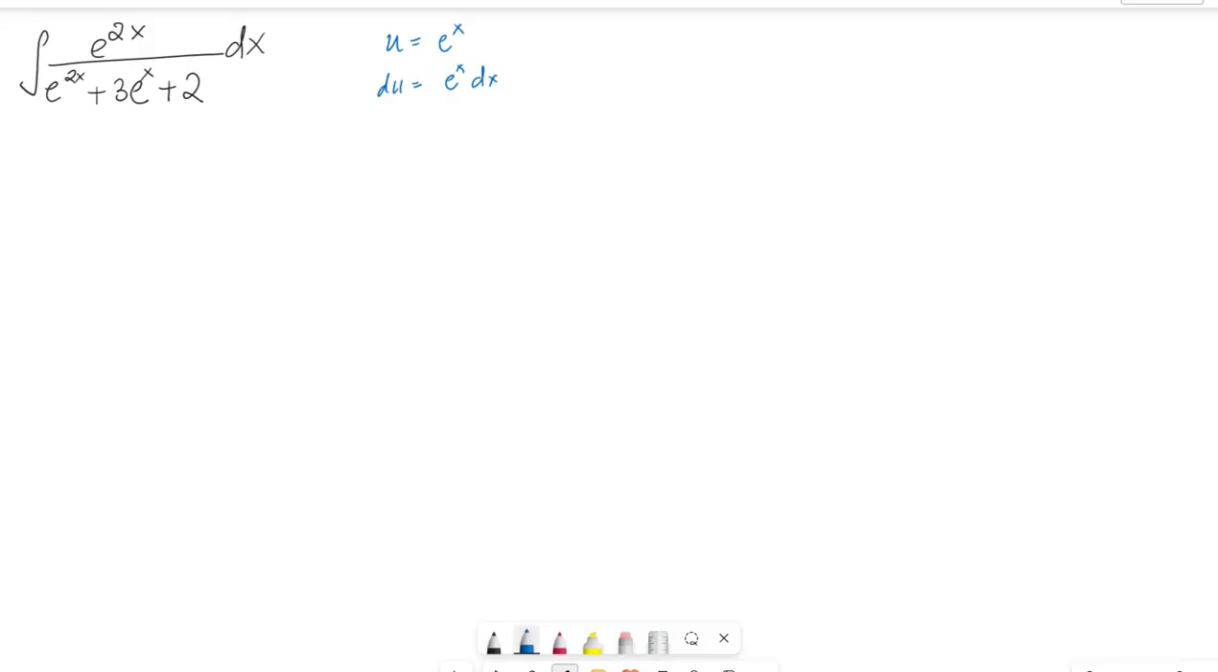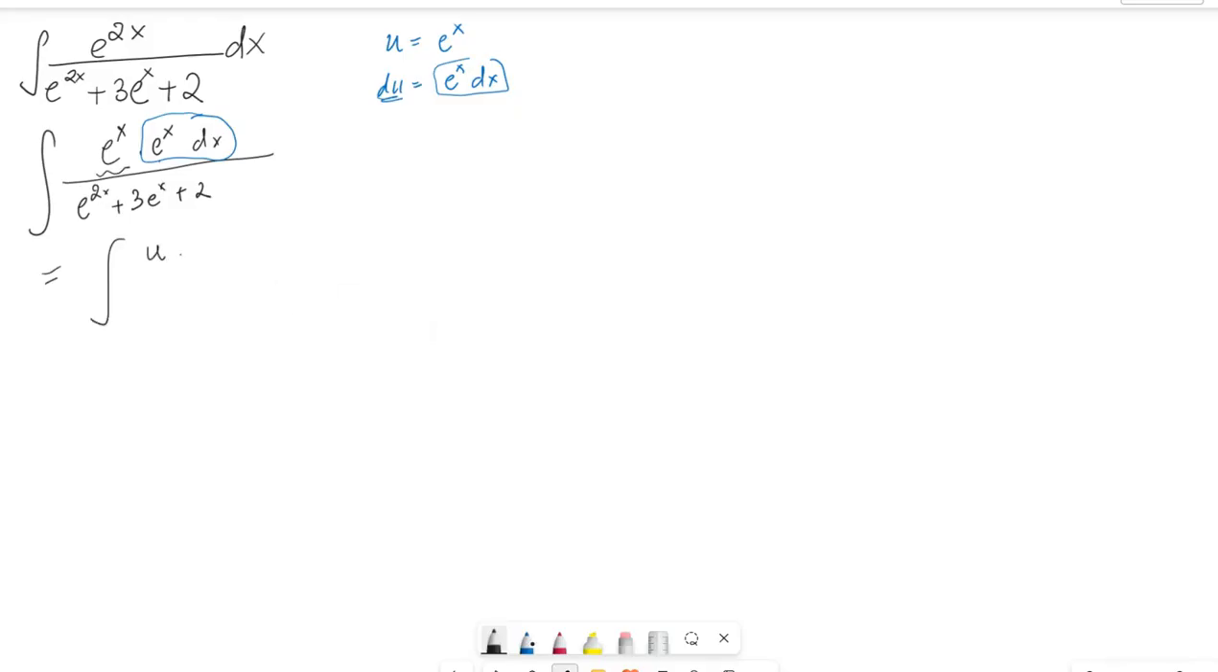dx, right? So here in the question, we have e^2x. Can we write it as e^x dx? e^2x plus 3e^x plus 2. I'm splitting because this e^x dx can be replaced by du. Okay, so this e^x outside is u. These together are du divided by e^2x, which basically means u squared here plus 3 times u plus 2.